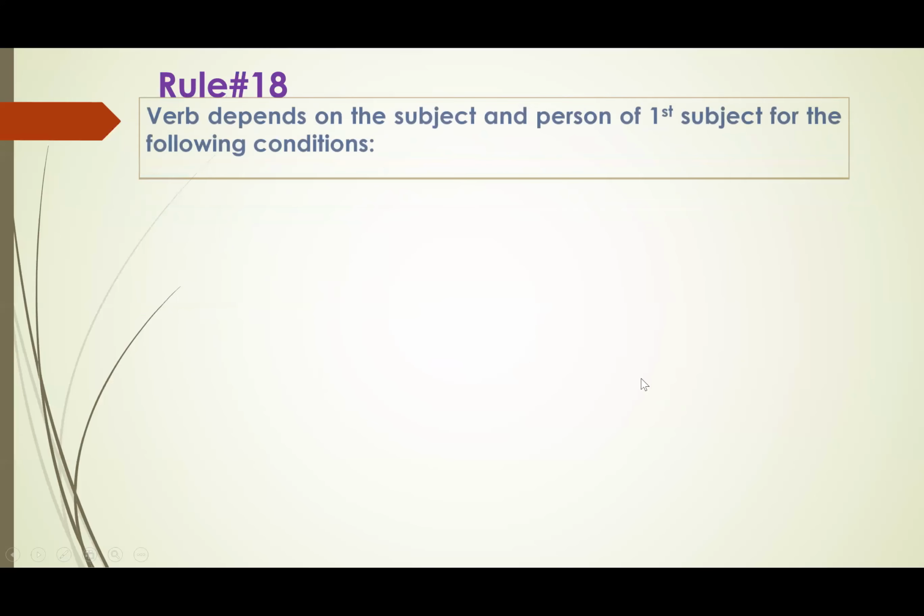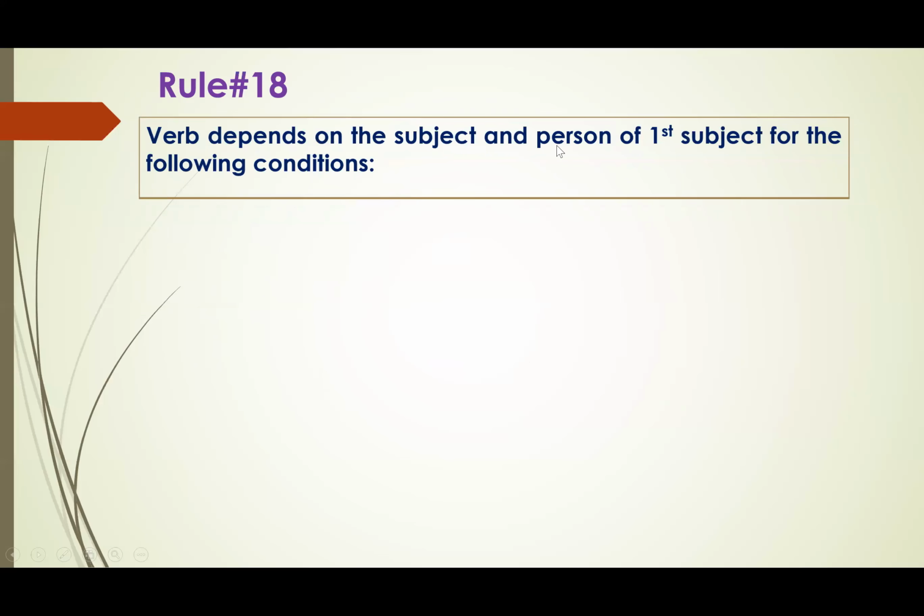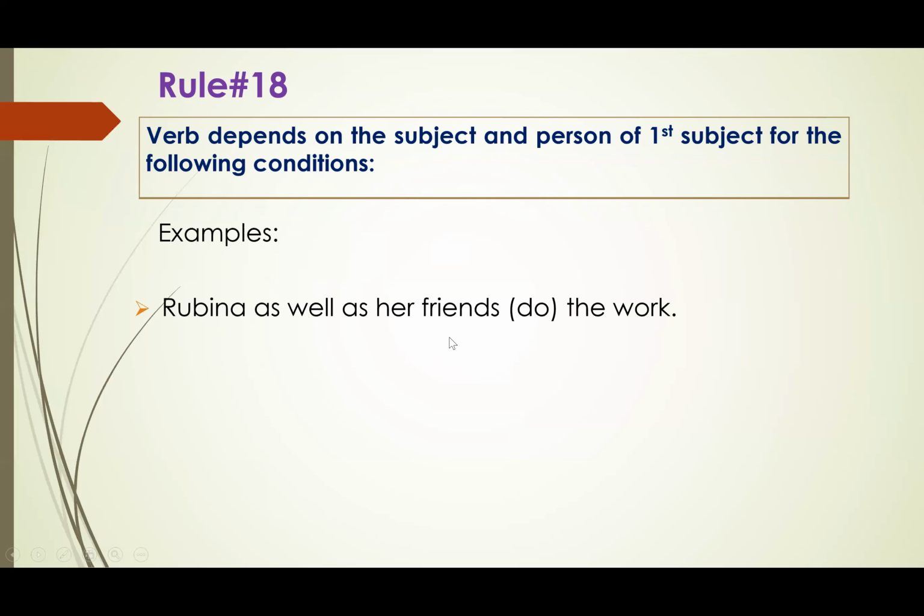Rule number 18. Verb depends on the subject and person of first subject for the following conditions. Okay? For example, Rubina as well as her friends do the work. So here first subject is Rubina. So that's why we will use the verb depending on Rubina. Rubina as well as her friends has done the work.